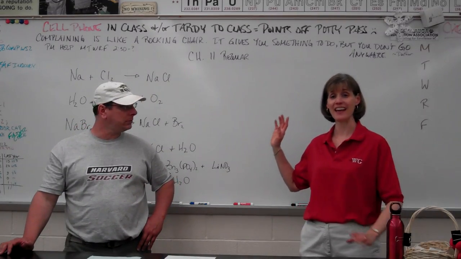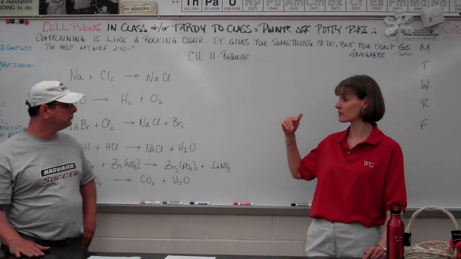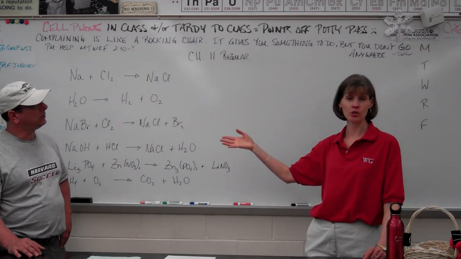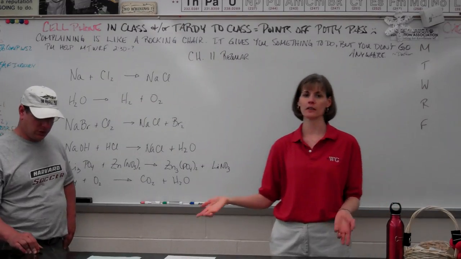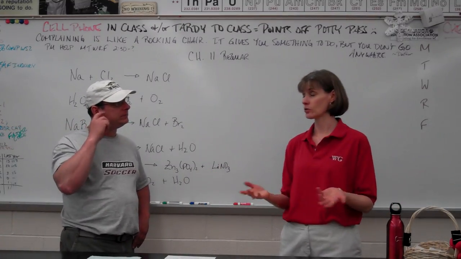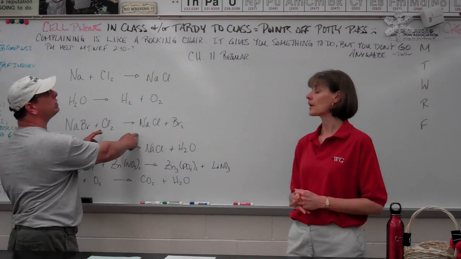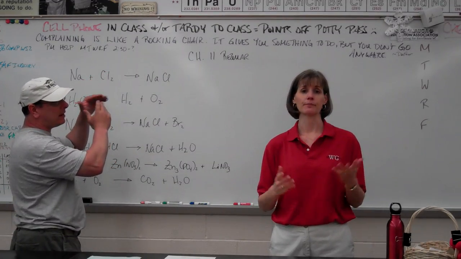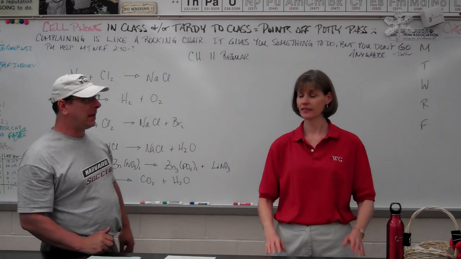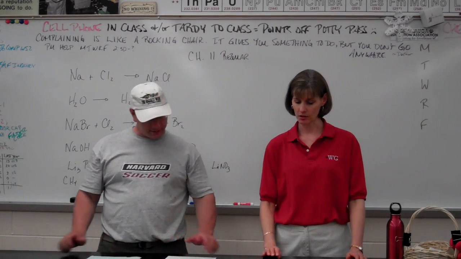We can estimate, if we don't know our activity series, by looking at Group 1 and 2 metals, which we already know are much more reactive than those transition metals, and you saw that in your lab. So make sure you go over the results of that. The non-metals closer to fluorine in that upper right-hand corner are going to be more reactive.